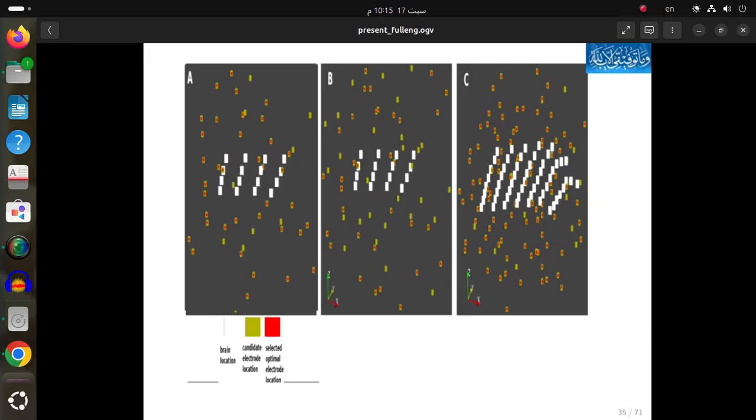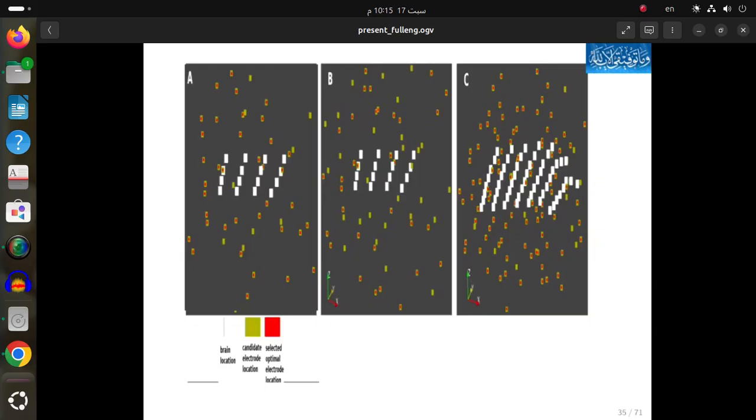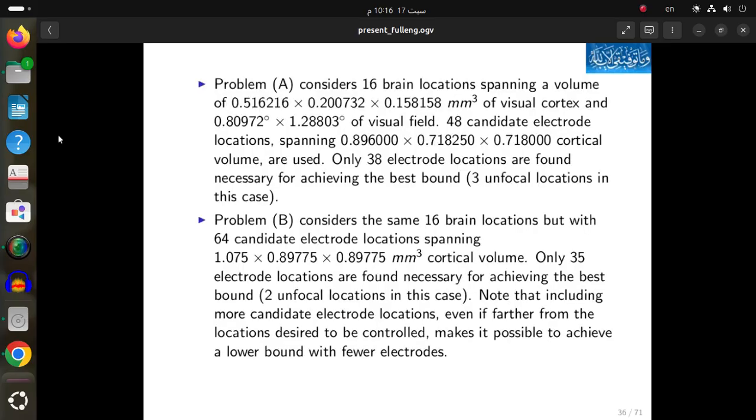In the first 2 problems, we have 16 brain locations, but a different number of candidate electrodes. In the second example, the number of candidate electrodes is greater, and we want to find the minimum number of electrodes that can achieve the maximum focality bound that we define. We find that the defined focality bound can be achieved in the first problem using 38 electrodes out of 48 candidate electrode locations. While in the second example, we achieved a better bound, where only 2 locations were considered unfocal, failing to satisfy the desired bound, using 35 electrode locations out of a total of 64 candidate electrode locations.